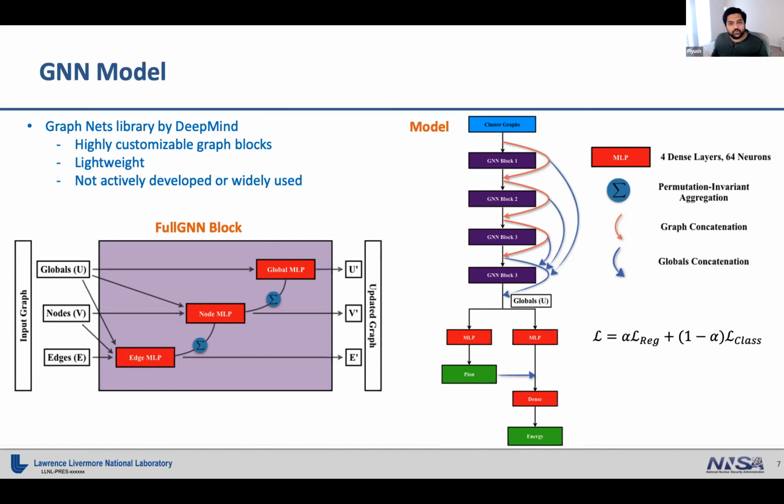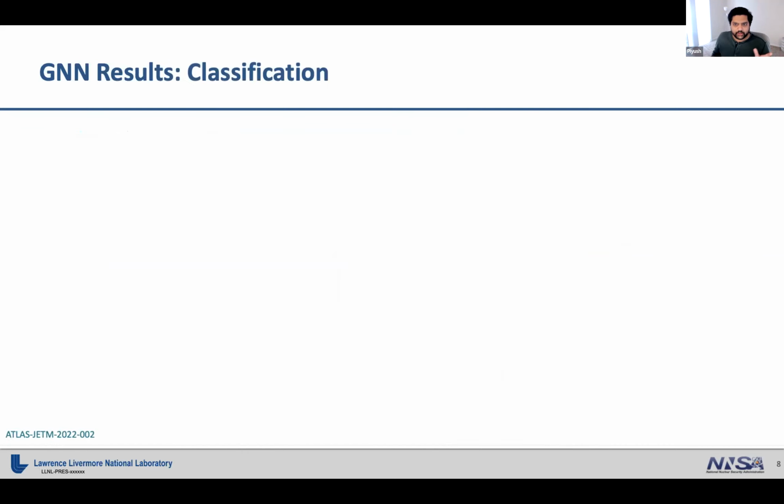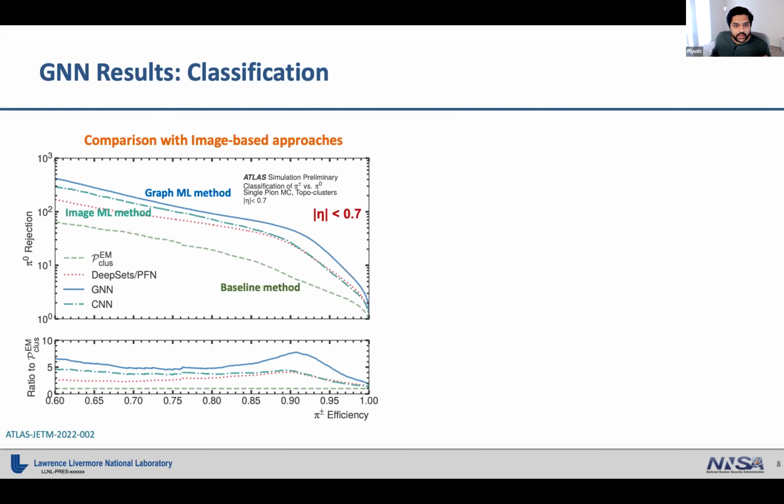Anyway, moving on to the results of the model, we'll first look at the classification results. On this plot on the left, what I'm showing is a comparison of the classification performance of the GNN with the previous CNN model that I previously described, the image-based approaches. And this is only in the eta range less than 0.07, because the image-based models were applicable only in that region.